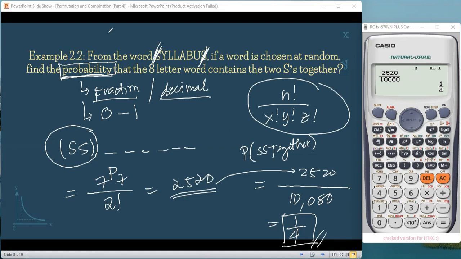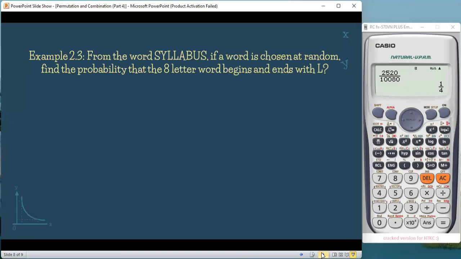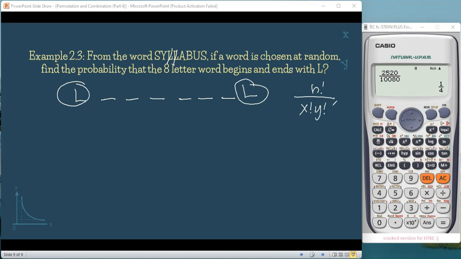Opo. So now let's proceed with our last example. For our last example, from the word syllabus, if a word is chosen at random, find the probability that the 8-letter word begins and ends with L. So to illustrate that, ibig sabihin daw po si L and other 6-letter words dito nasa pagitan nilang dalawang L. So still po gagamitin po natin yung n factorial all over x factorial, y factorial, and z factorial kung saan po si x, y, z ay mga nauulit na letters sa word syllabus.